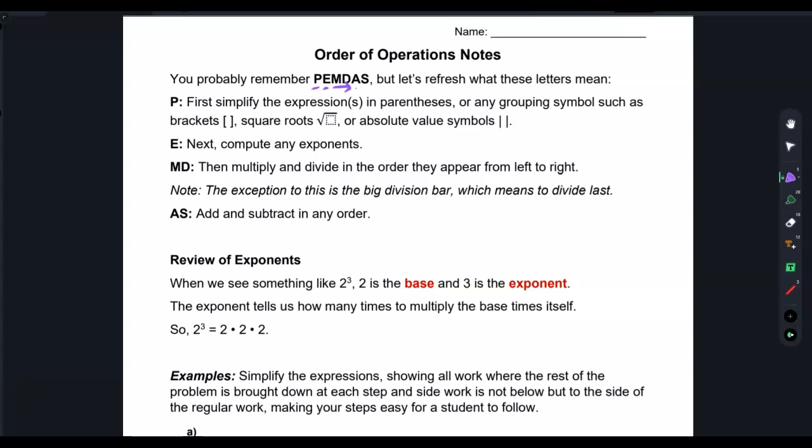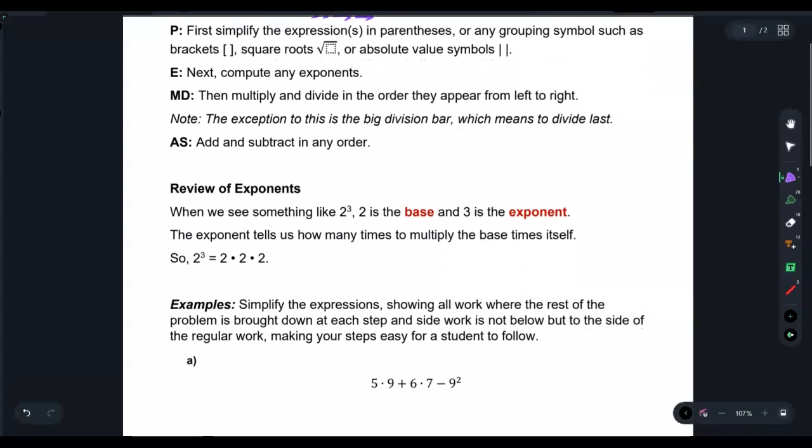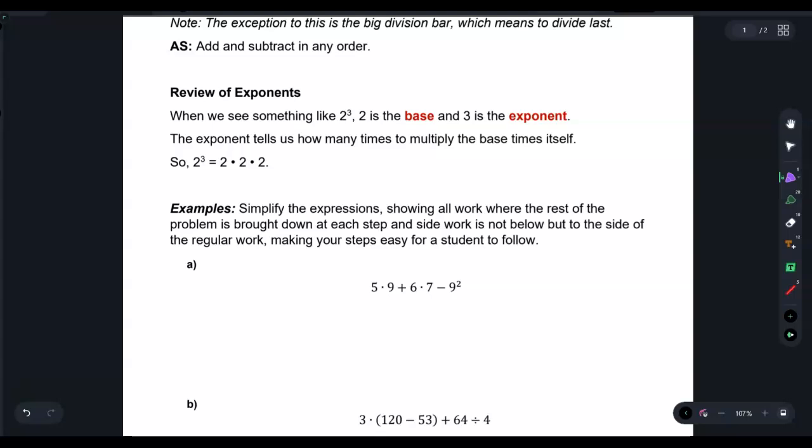And then the same thing with addition and subtraction. Those two are together from left to right. So we would do them at the same time, and whichever one's on the left would go first. So let's look at several examples here for what we would do with order of operations.